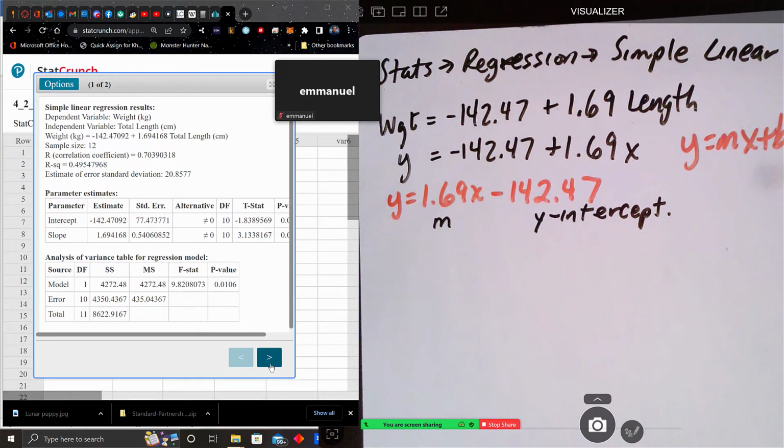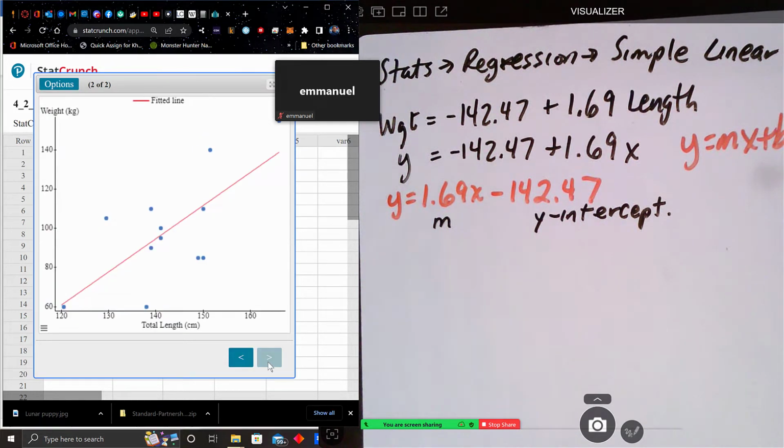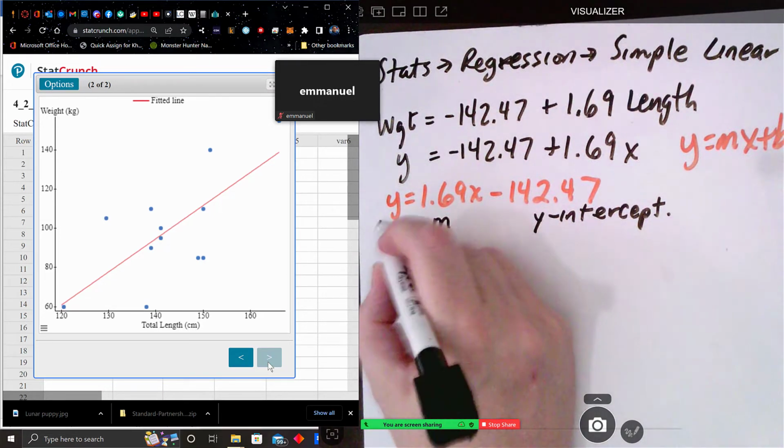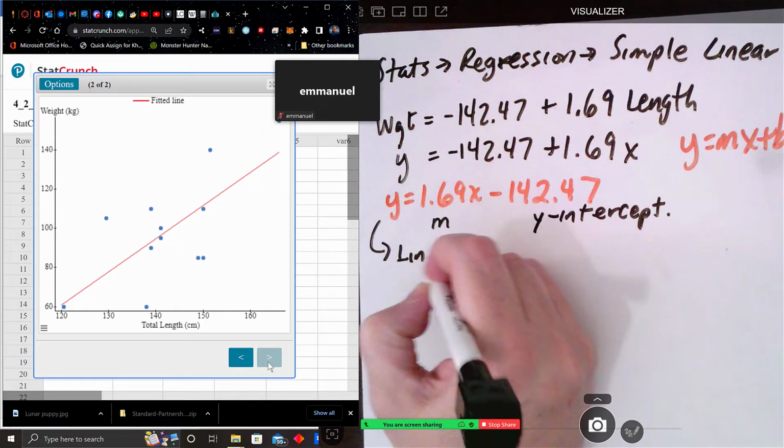And check it out. There's another tab here. We click the tab, and it shows us this graph. It's the same graph, and it shows us this line. That's the best fit line. So this line right here is the line of best fit.